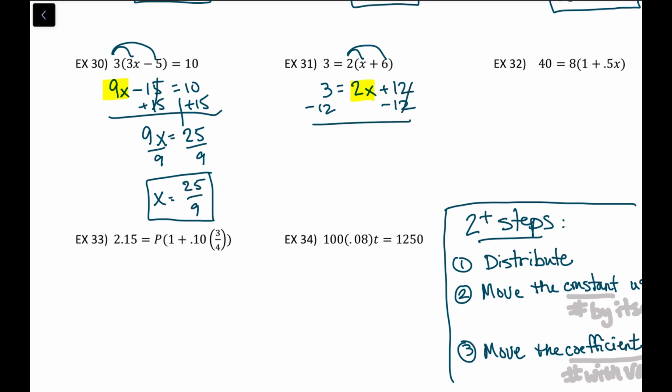3 minus 12 is negative 9. That equals our 2x, and our last step is typically division, and it is here. Divide by 2. Again, 9 and 2 are not divisible, so we can just keep it in that fraction form. If you would like, because it's a nice decimal, you can say it's negative 4.5.